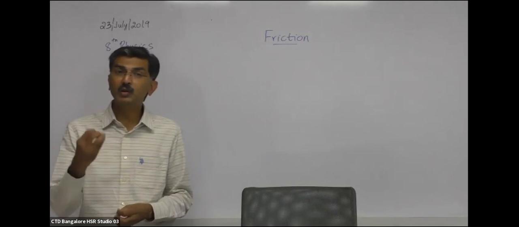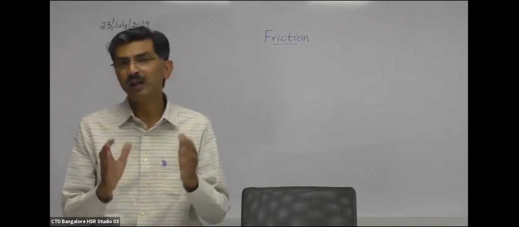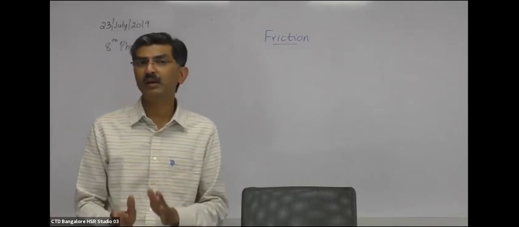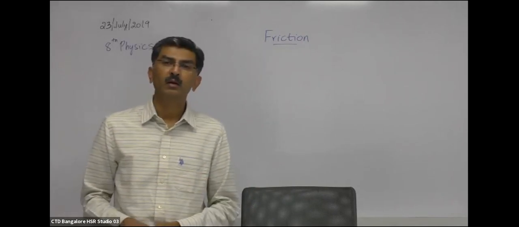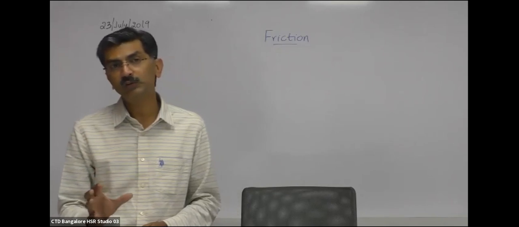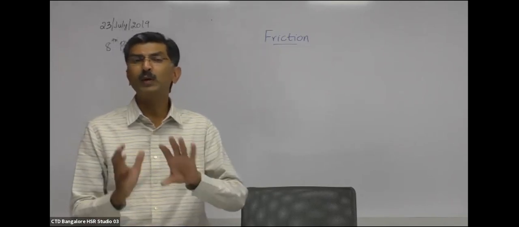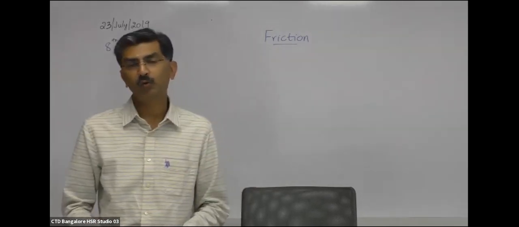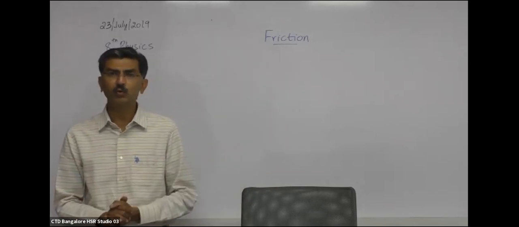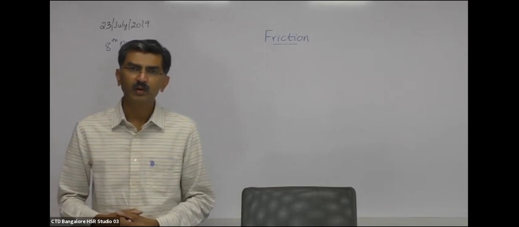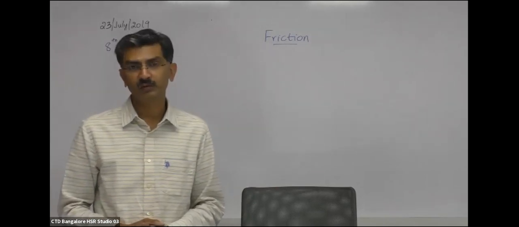Second, friction is a kind of force. So it has magnitude and direction. It is a vector quantity. Third, friction always opposes the motion. If a body is moving in one direction, the force of friction acts in the opposite direction. And we have seen all these through simple activities in the last two classes.